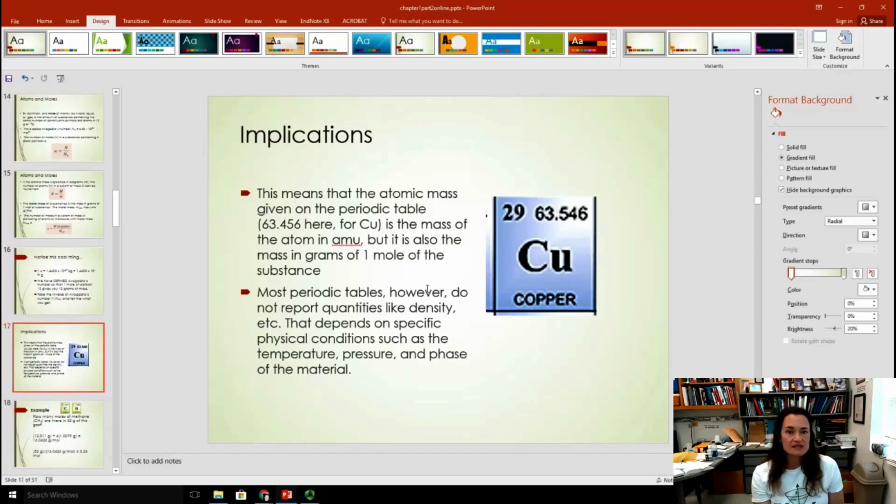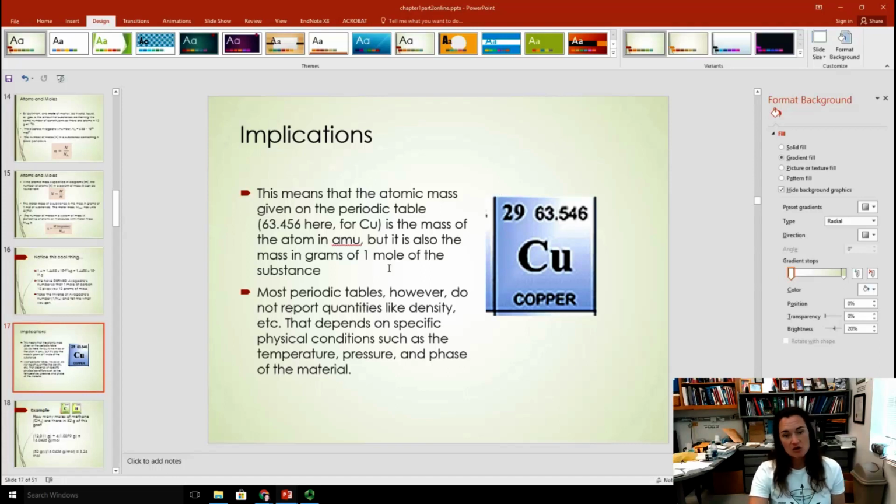So what this means is that the atomic mass given on the periodic table, here's the periodic table entry for copper, okay, which has 29 protons. So you can read off the atomic mass, 63.546, and that's the average atomic mass for 1 atom of copper in atomic mass units. But because of the way that we've engineered the units, it's also the mass in grams for 1 mole of the substance. So if you have 1 mole of pure copper, then you have 63.5 grams of it.